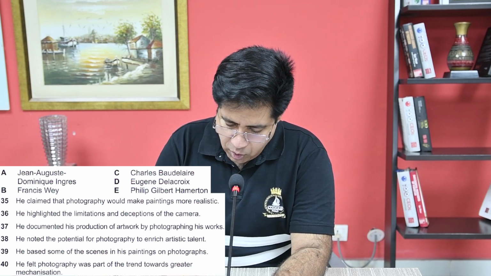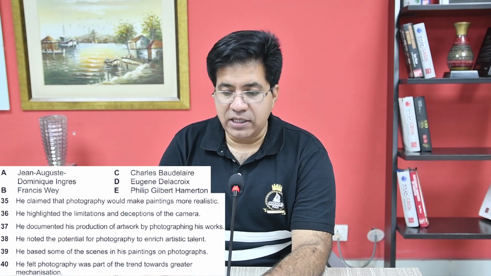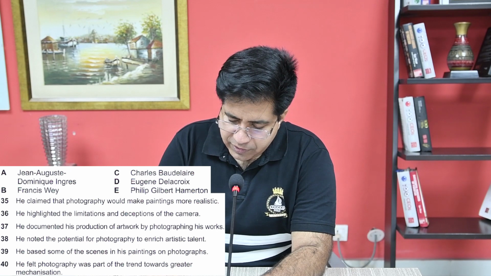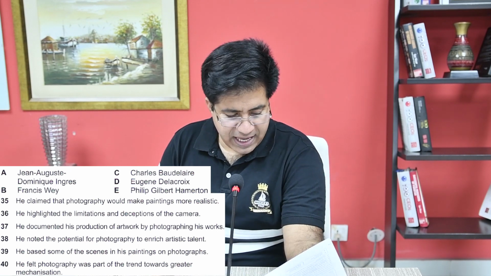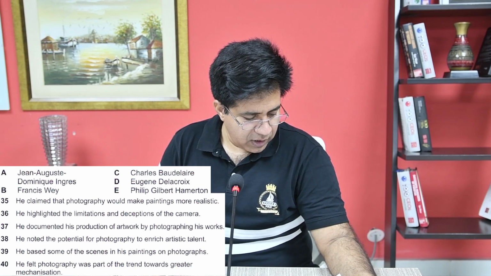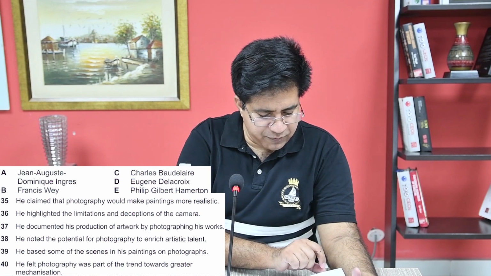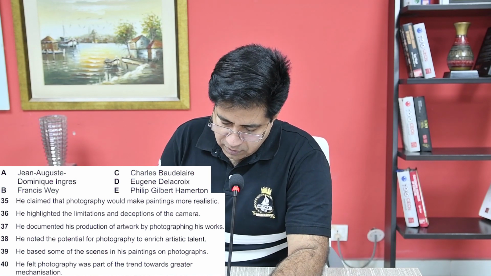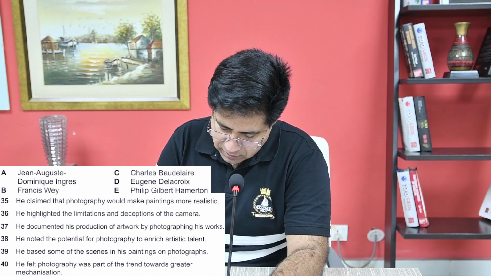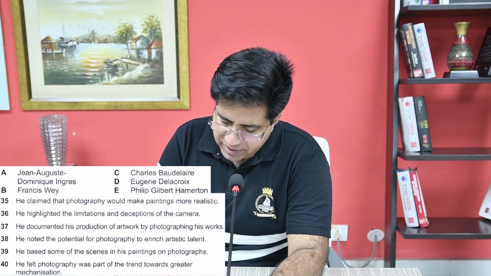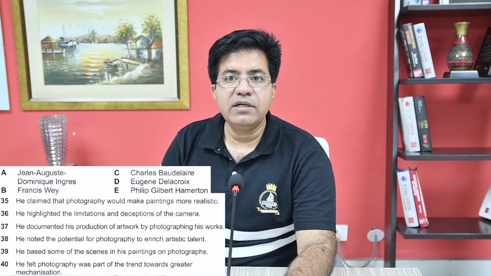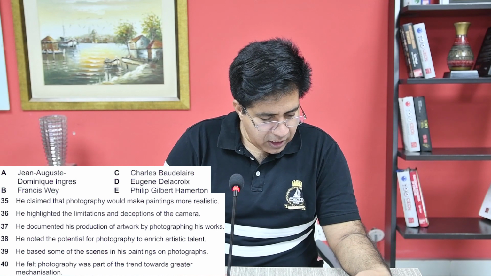Found it? Okay. Now you have to do one thing. Write A over there. After that, B, Francis Wey. Write B over there. Got it? Francis Wey. Okay.